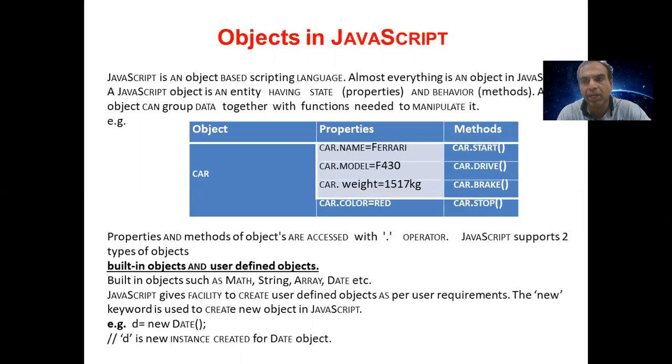Just like that, there is an inbuilt date object, and we have to create a new object. So d is a new object: d is equal to new Date. See that, now d is equal to new Date. That means d is an instance created for the date object. Clear? So, inbuilt object, and we created this with object-oriented programming. We create an instance of that object. That is a new object we are creating. It is user-defined.